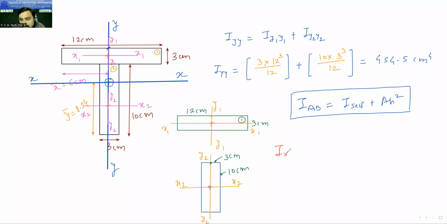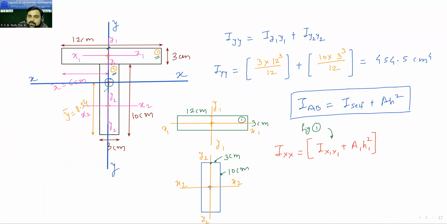Now I want to calculate IXX of the total figure, which will be equal to, I will go to the first figure. For the first figure there is IX1 x1. Apply this formula. What is I self? The first diagram, what is the self axis of the first diagram? The x-axis. So IX1 x1 plus AH square. So plus I will write here A1 H1 square. This is for figure number 1. Whatever I have written, this quantity is for figure 1. That is our this figure, this is our figure 1.